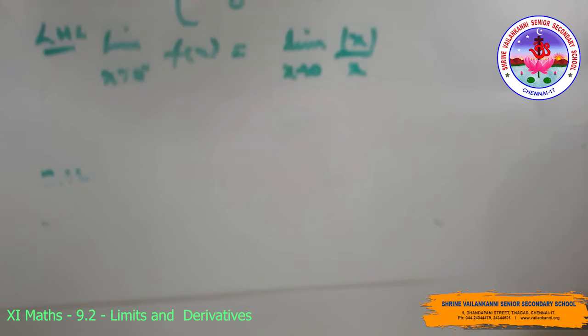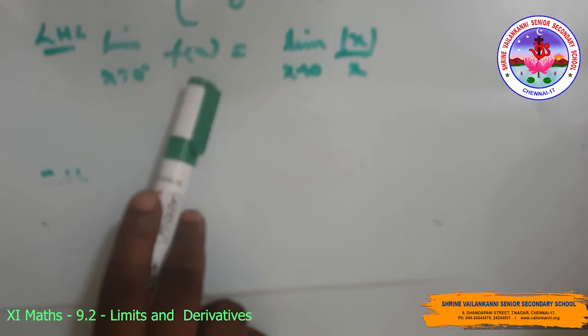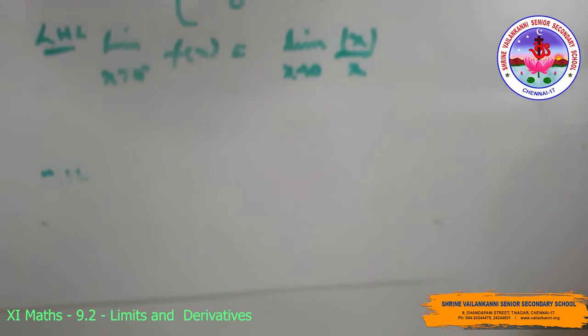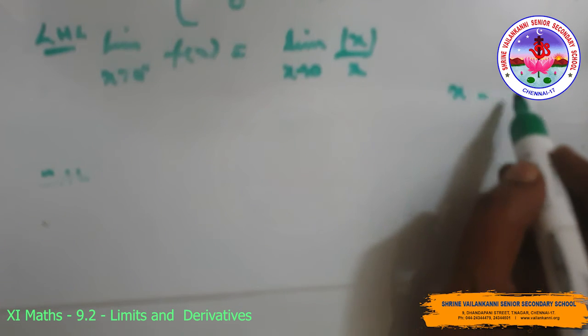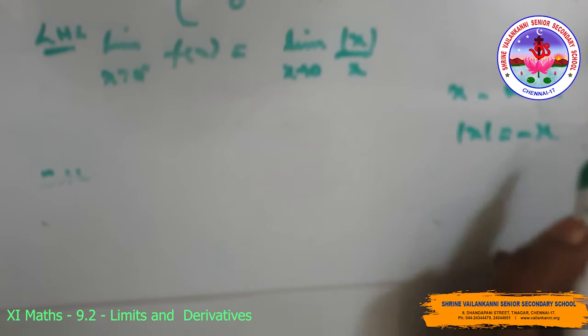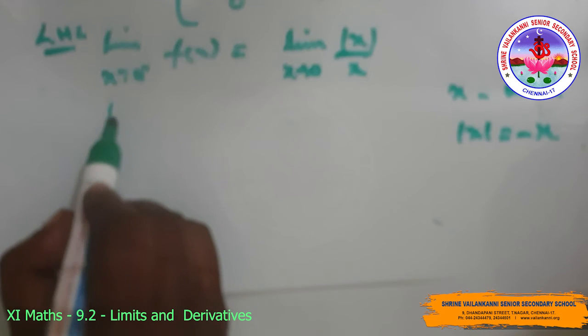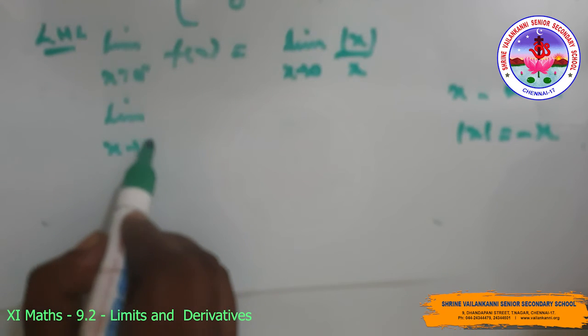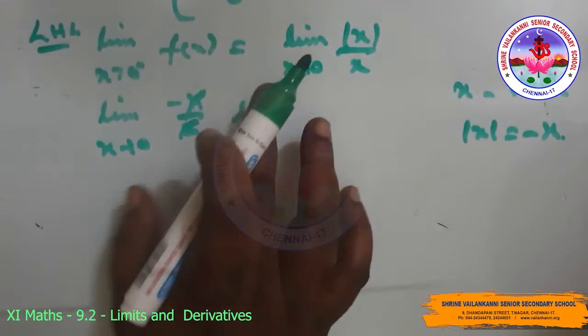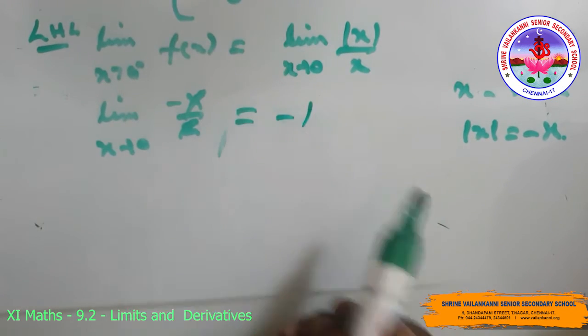Left hand limit, limit x tends to 0 minus f of x, which is equal to limit x tends to 0 minus of modulus of x by x. When x is negative, then modulus of x equal to minus x. So we'll write this as limit x tends to 0 minus of minus x by x. So limit of minus 1, which is minus 1.